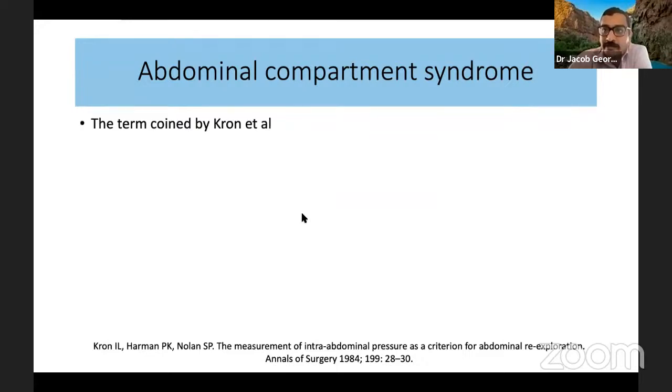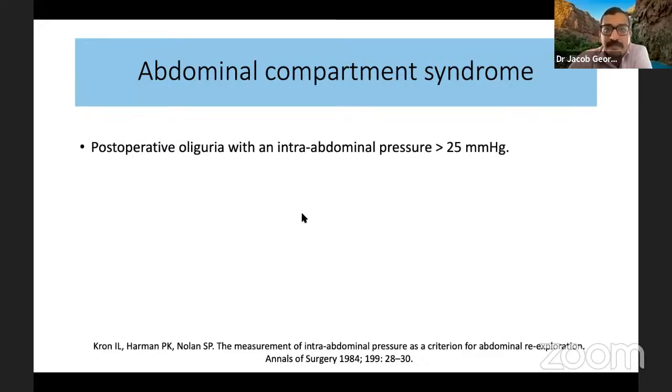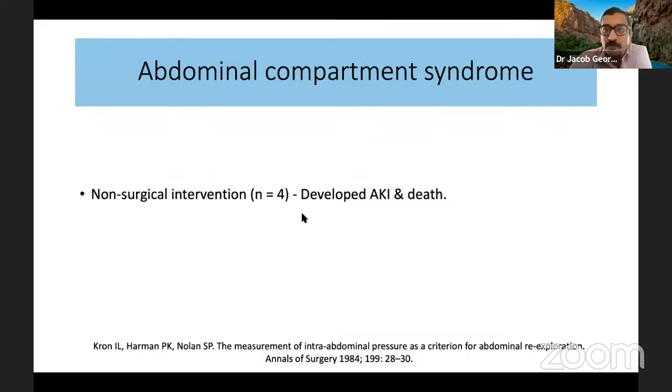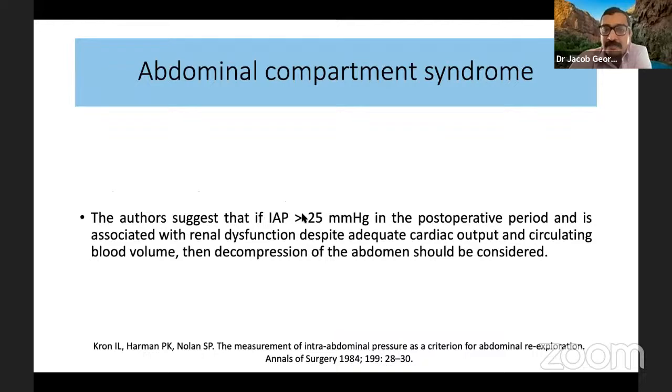The interest in abdominal compartment syndrome has been there for almost 200 years, but it was probably reignited by this man called Krohn et al., who's a surgeon. He noticed that in his postoperative patients, when you have an intra-abdominal pressure more than 25, if you do a decompressive laparotomy, you improve. But otherwise, if you don't, you tend to develop acute kidney injury and death. So he published a series of 11 patients, and he suggested that in postoperative patients, if you have a raised IAP, more than 25 millimeter of mercury, with renal dysfunction despite adequate cardiac output and adequate resuscitation, then you should think of decompression of the abdomen.